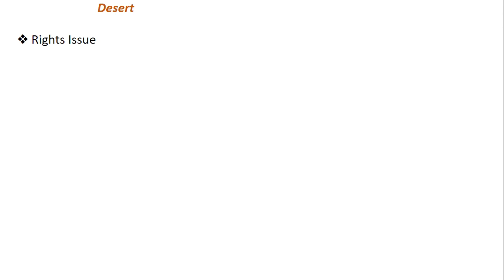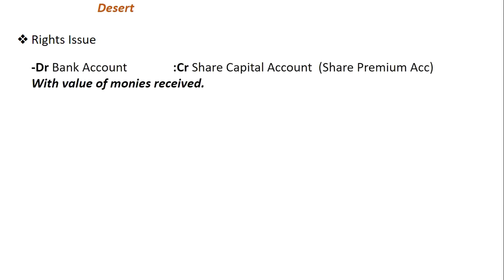So when you are doing accounting entries for a rights issue, all you need to do is debit bank account as usual with value of monies received and credit the share capital account as well as the share premium account in the event that there is a share premium.